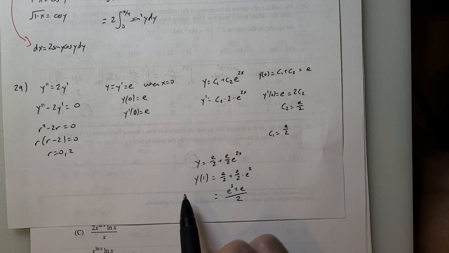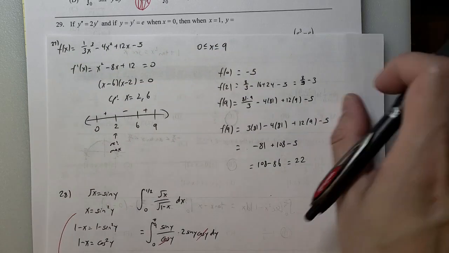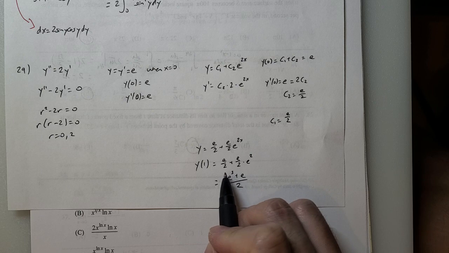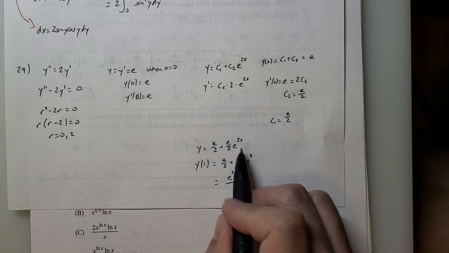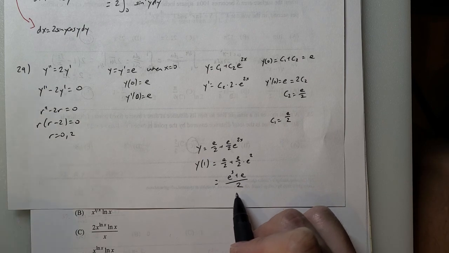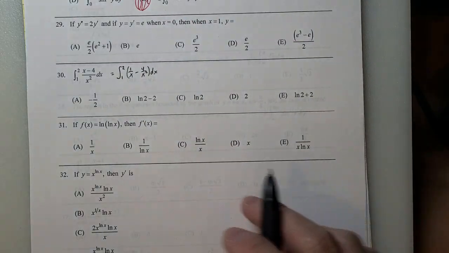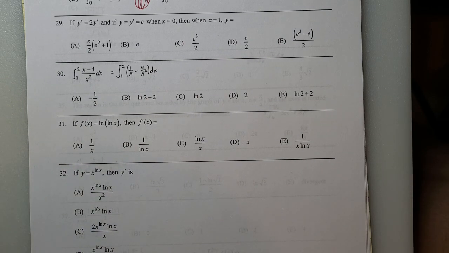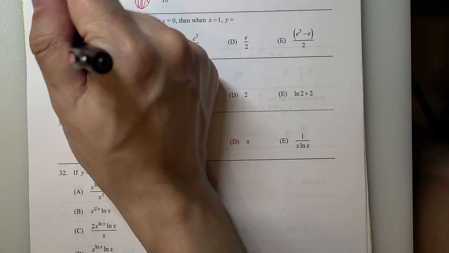Okay, and we're interested in y of 1, because that's what they ask us. When x is 1, y is equal to what? So y of 1, we just plug in x as 1, so it's e over 2 plus e over 2 times e squared, or e cubed plus e over 2. E cubed plus e over 2, that looks like A. Let me double check, and I hope I didn't pick the wrong one again. Okay, good.